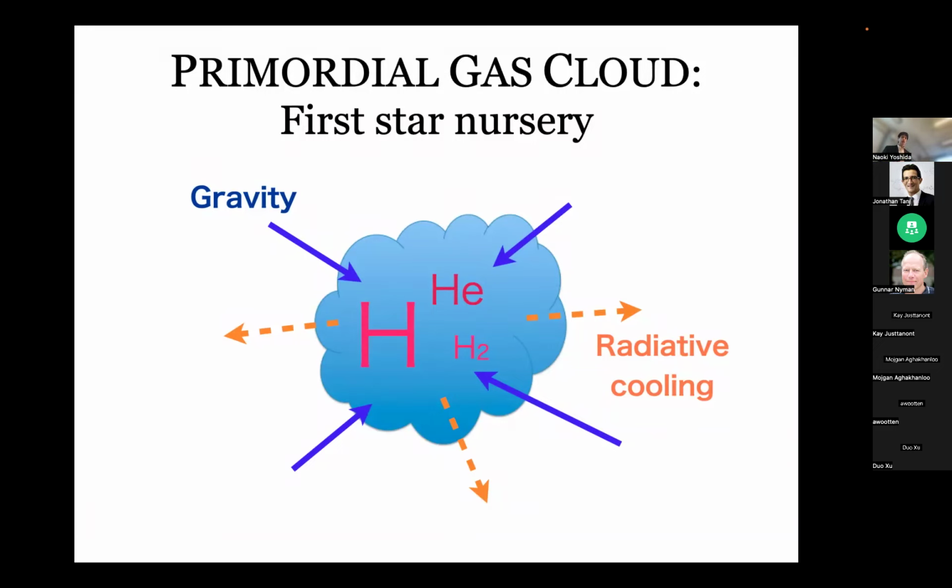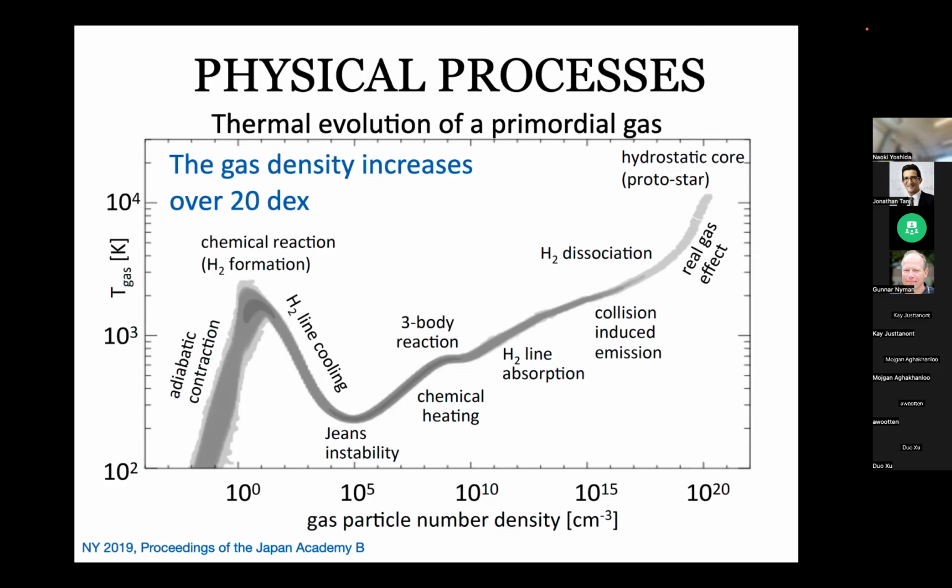Okay? It needs to go all the way to stellar densities, and the physics is a little bit more complicated from a diffuse gas to really a compact and dense star. There are a number of chemistry and radiative transfer and dynamical things and so on. This shows the typical thermal evolution of a primordial gas from a cosmic diffuse gas to stellar density. Okay, but this complexity is not the main concern of my talk today.